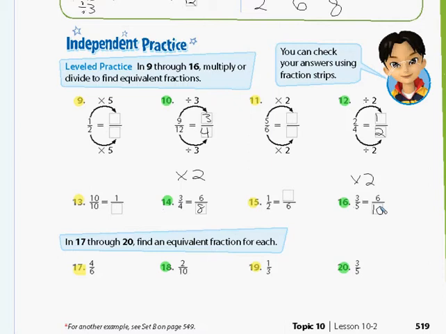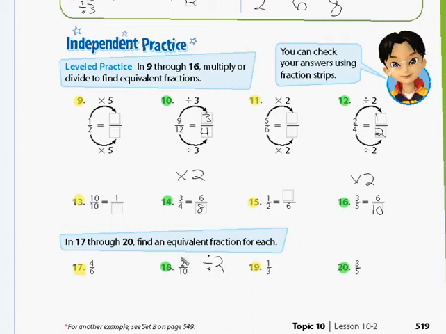So on number 18, I'm going to decide to divide. I'm going to divide by 2. It's always easier if you multiply. If you're trying to create an equivalent fraction, it's always going to be easier to multiply because we don't always know the right number to divide by. But on this one I do. I'm very familiar with my fractions.